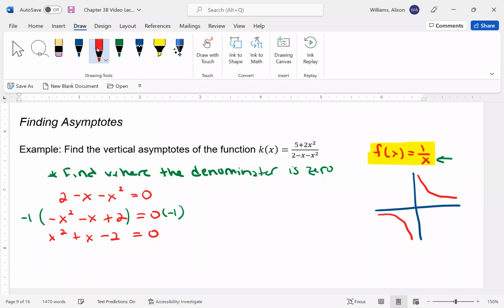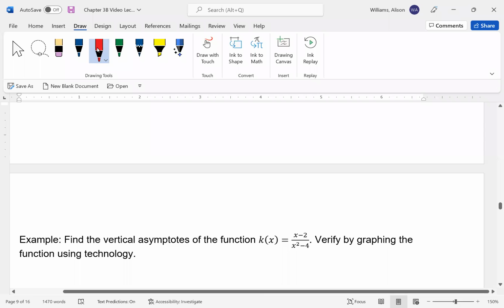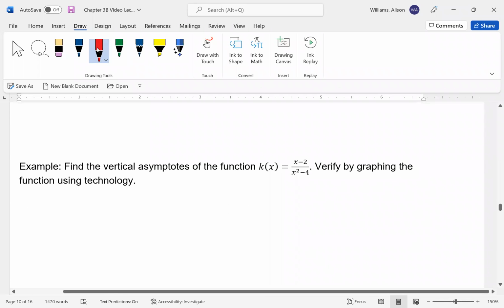Okay, and now I'm going to factor this. So this factors into x plus 2, x minus 1, since 2 times -1 is -2, but 2 plus -1 is +1. Setting those two pieces equal to 0, I get x equals -2 and x equals 1. And there are my vertical asymptotes. So the process is to set the denominator equal to 0. And let's look at another example.